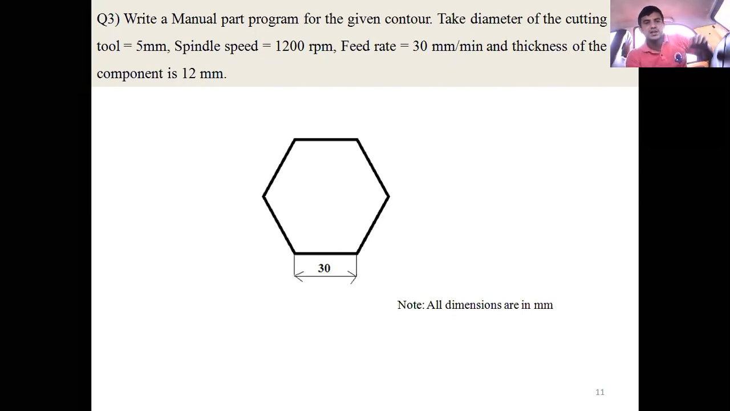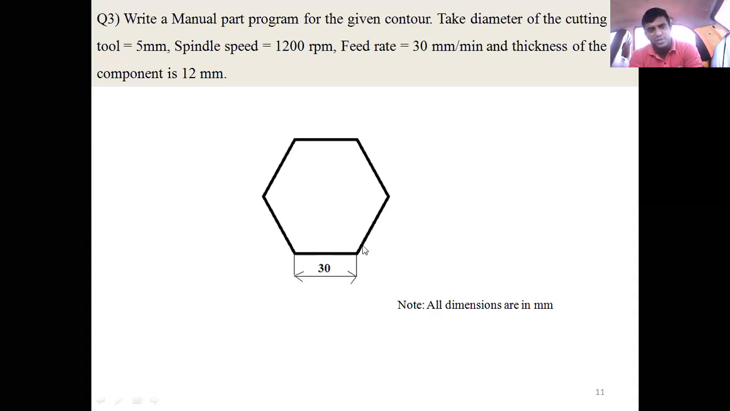Now this is a regular hexagon with a side of 30 mm. All the dimensions are in millimeters. Read the question once or twice and write the given data and also the contour. Write a manual part program for the given contour. Take the diameter of the cutting tool as 5 mm, the spindle speed as 1200 rpm, the feed rate as 30 mm per minute, and the thickness of the component as 12 mm.